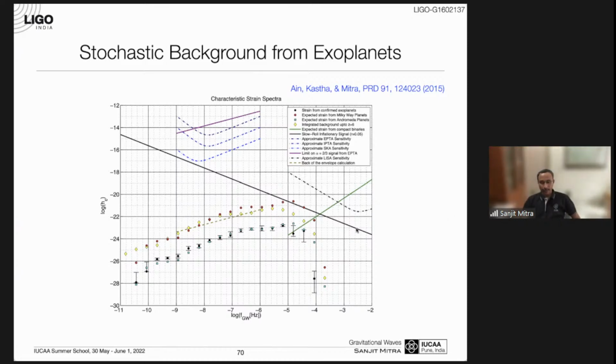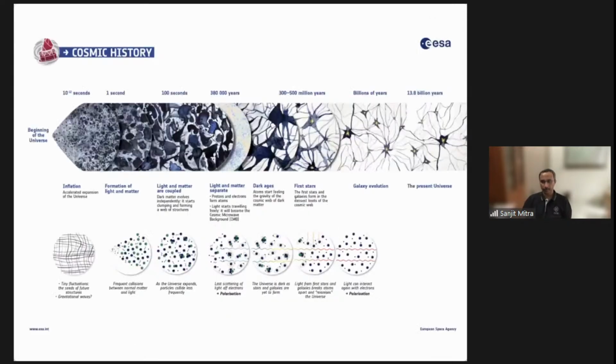Ultimately, one of the primary interests is to observe the inflationary background. But to confidently detect this, we need to first understand what the foreground sources are, and that is one of the important things. Once we know the astrophysical foreground, then we know what we have observed and whether there is hope for detection of the inflationary background.